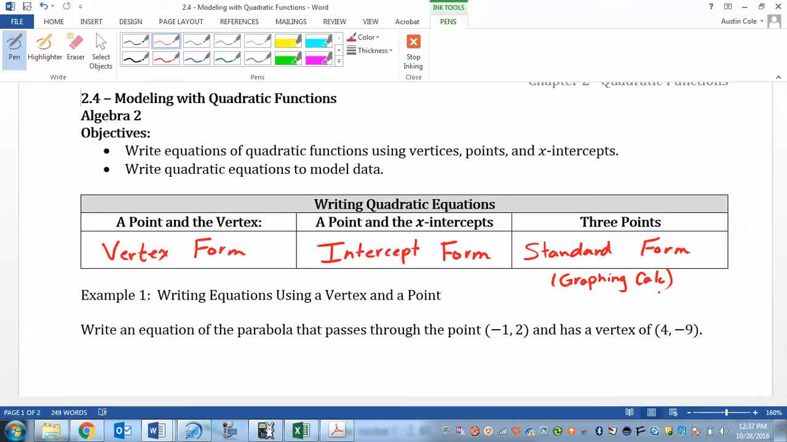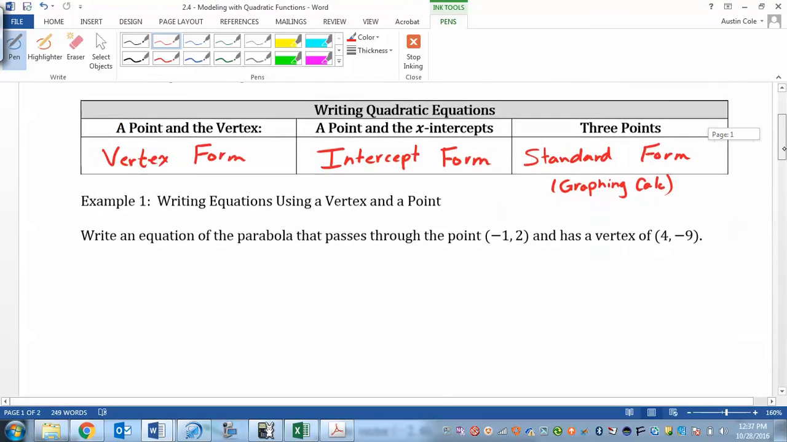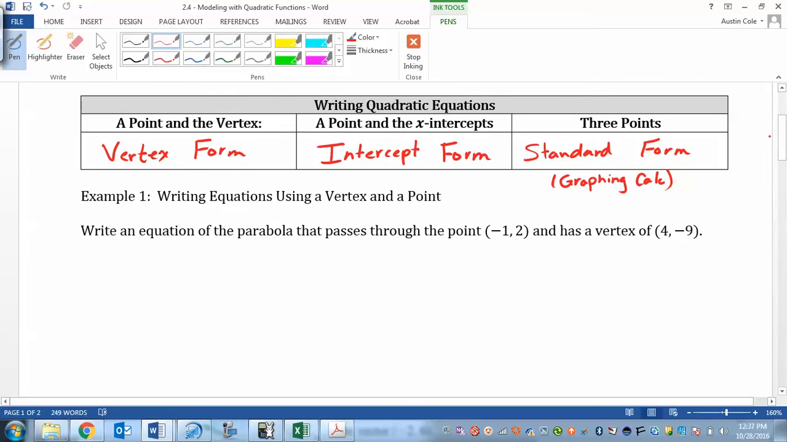All right, so here we go. First thing, it says write an equation of the parabola that passes through the point -1, 2 and has a vertex of 4, -9. We're given the vertex, so we're going to use vertex form. Our vertex form is f of x equals a times x minus h squared plus k.